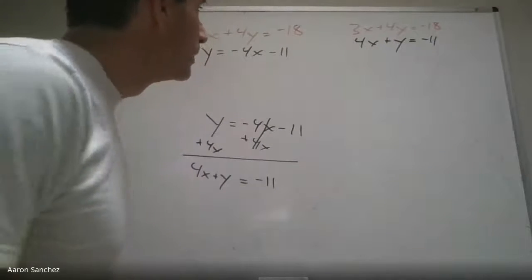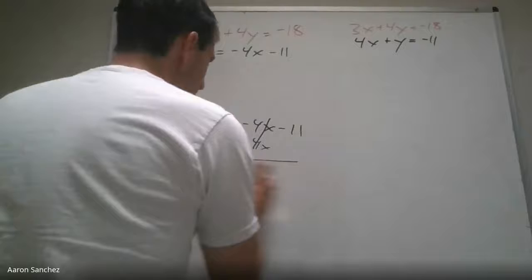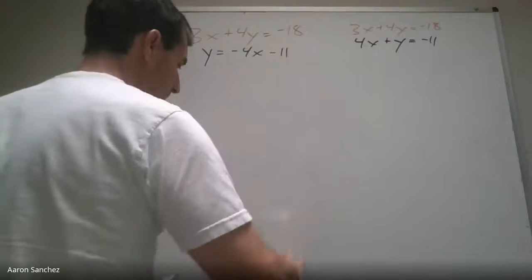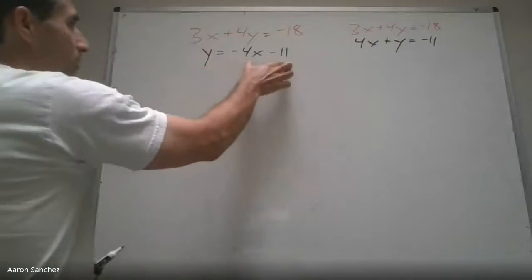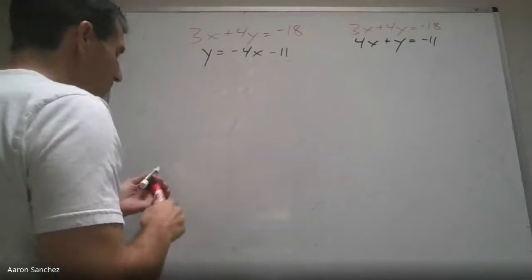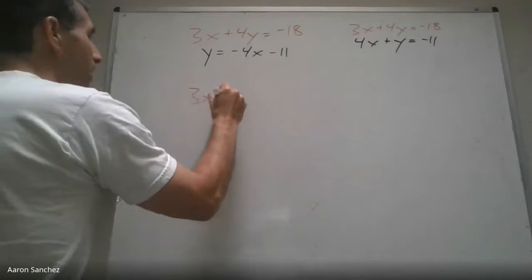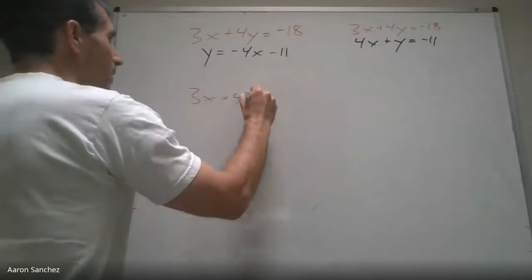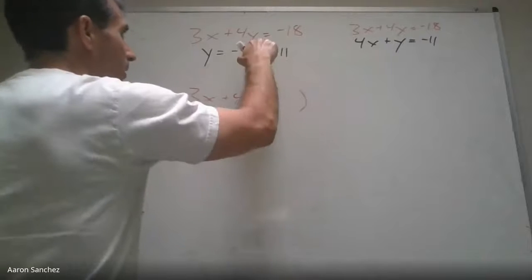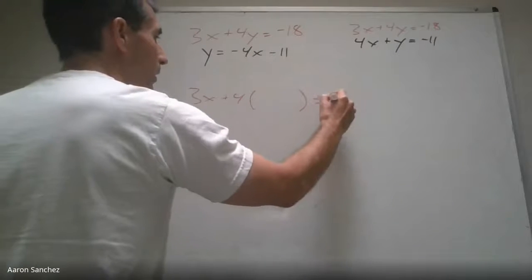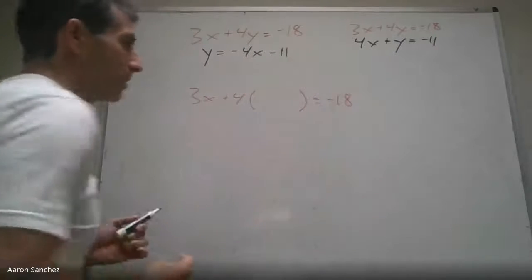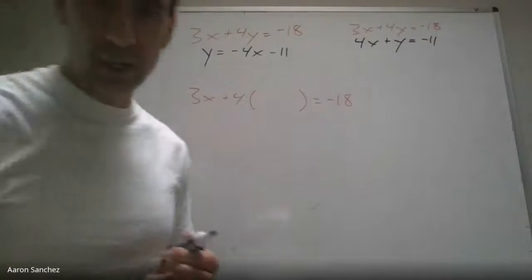Okay. So anyway, let's solve this by substitution. Look at y equals. Let's practice solving this by substitution. I want you guys to do this with me. I have here 3x plus 4, now I leave my y blank, equals negative 18. Andy, I can't hear him. Andy, can you talk?